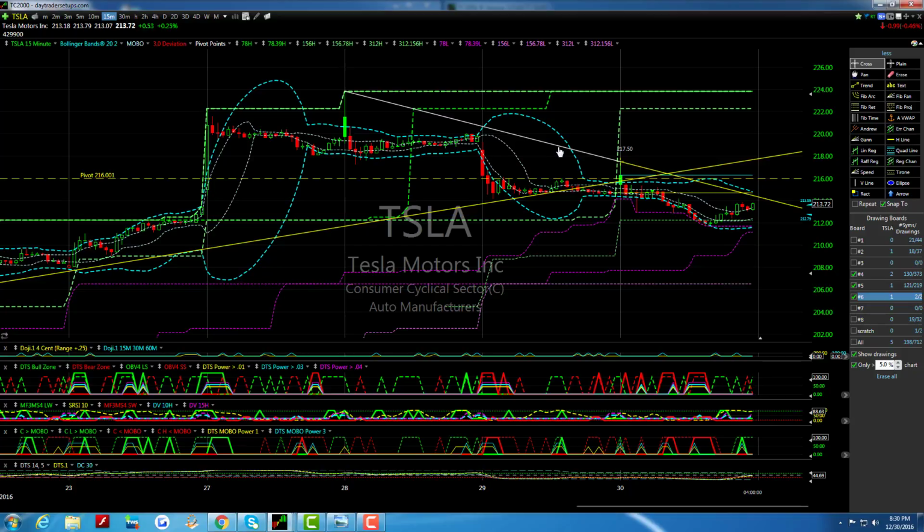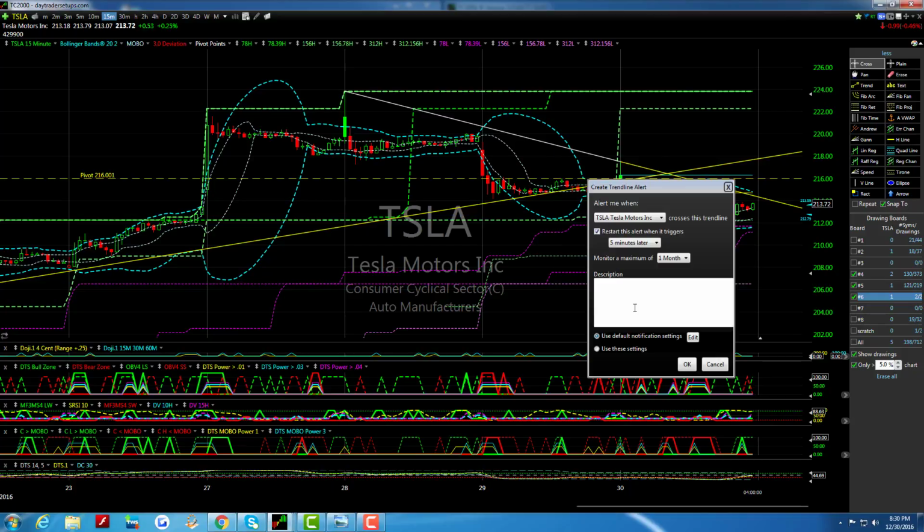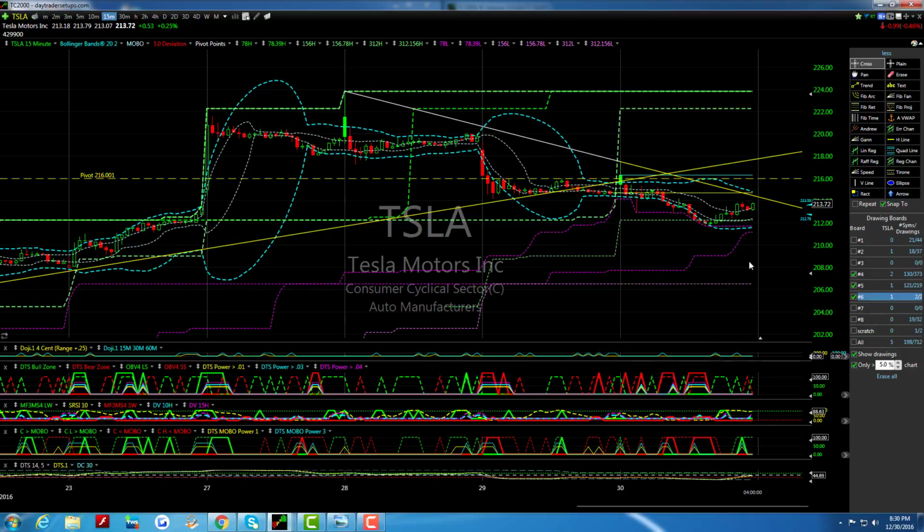Set our alert. I only need this one for a week. This is pretty short term, so I set it for a week, 5 minutes later. The reason I do the 5 minutes later, occasionally something will hit a trend line early in the morning, drop down, wick into the trend line and bounce off. Next 15-minute bar opens, wicks down, hits the trend line again, and then goes on up. If I don't have it on an automatic reset, I don't know it hit it again.